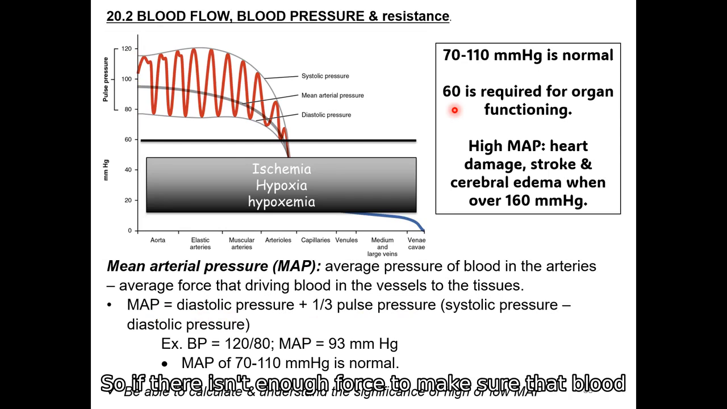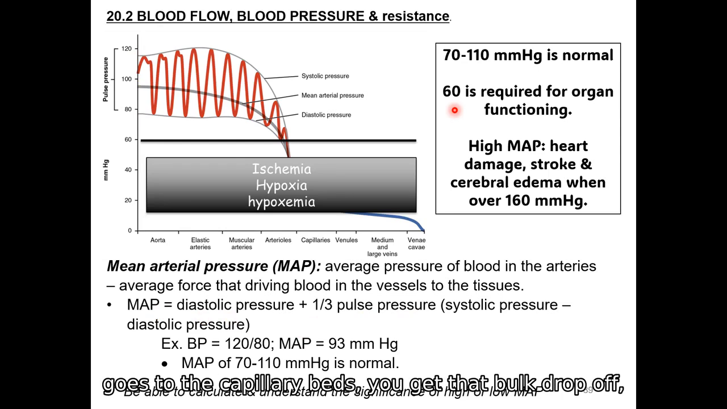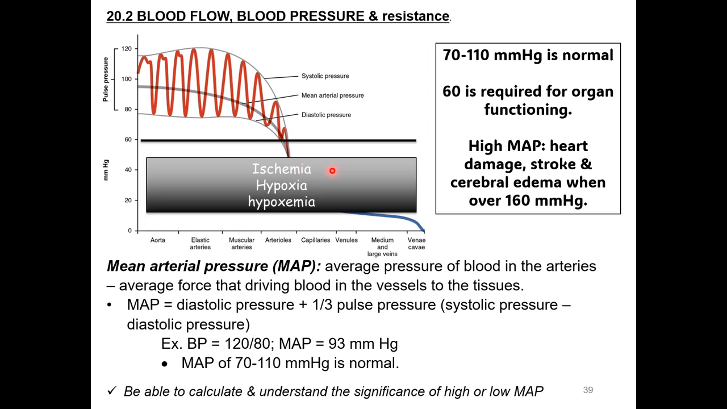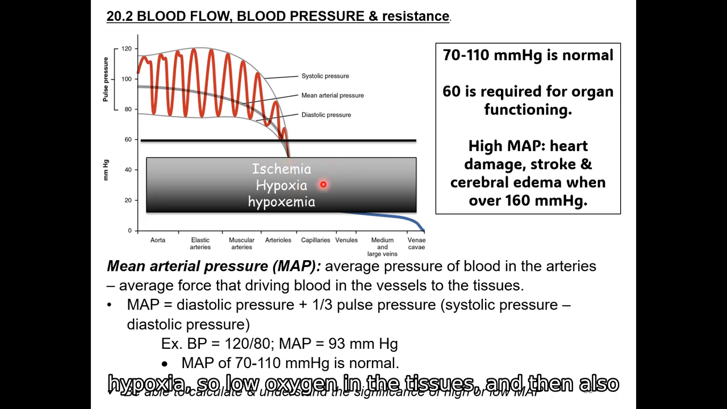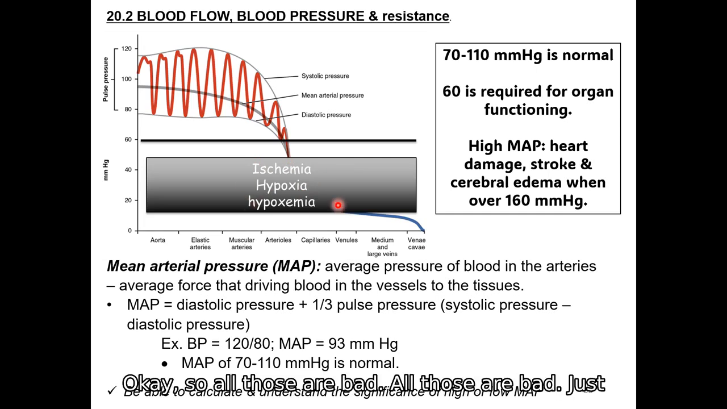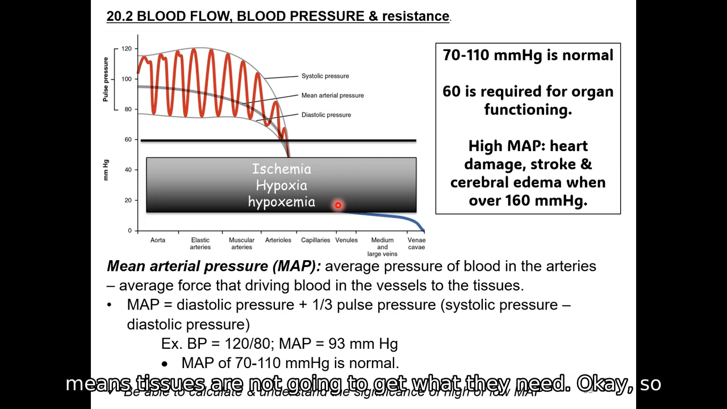So if there isn't enough force to make sure that blood goes to the capillary beds, you get that bulk drop off, what you're going to get is tissues with ischemia, right? So low blood flow going to the tissues, hypoxia, so low oxygen in the tissues, and then also just overall blood hypoxemia. Okay, so all those are bad. All those are bad just means tissues are not going to get what they need.